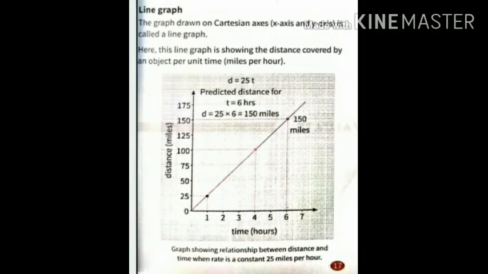The third graph we have is the line graph. The graph drawn on Cartesian axes, meaning x-axis and y-axis, is called a line graph. And here the line graph is showing the distance covered by an object per unit time, which we will give in miles per hour. Here the example is shown to you in the form of a graph.